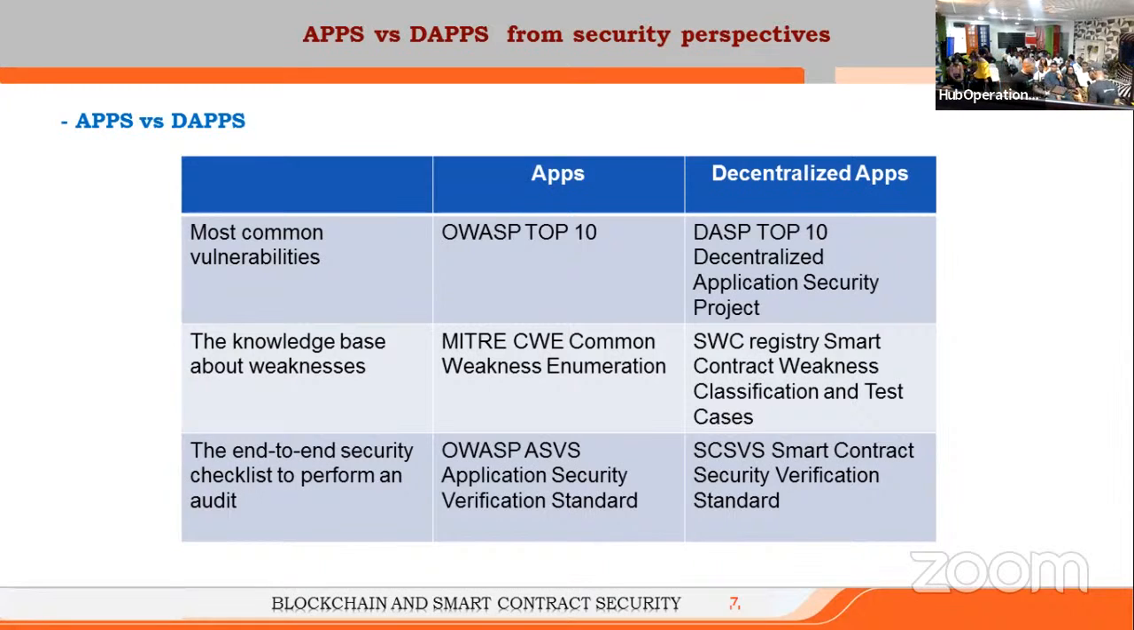In traditional apps, we have CWE, Common Weakness Enumeration. The same thing we have in decentralized applications, SWC, the Smart Contract Weakness Classification registry with test cases. In order to write secure code in OWASP, we have ASVS, the Application Security Verification Standard. The same thing we have in smart contracts, the Smart Contract Security Verification Standard. I will show you these things in detail in a few slides.